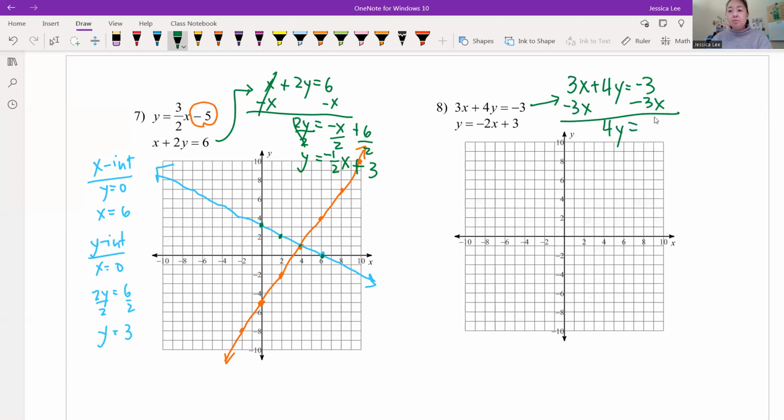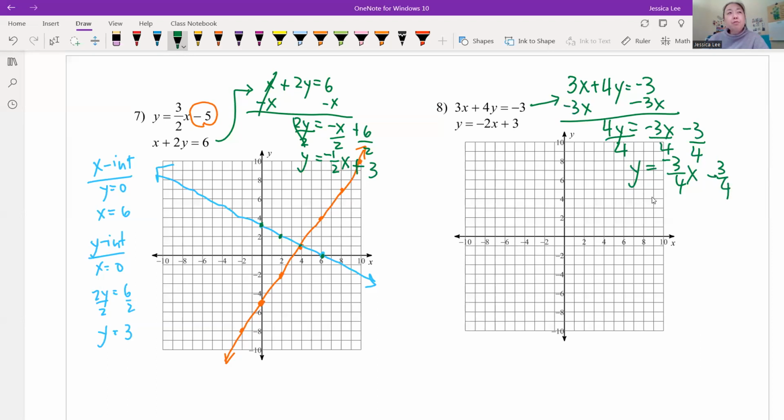4y is equal to negative 3x minus 3. Divide by 4. This is interesting. Negative 3/4 x minus 3/4. Ooh, this is tricky, but it'll be fun.